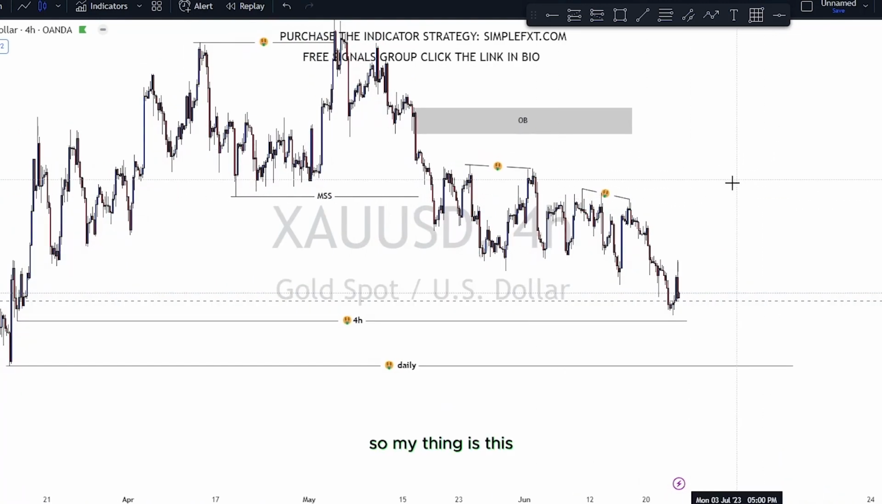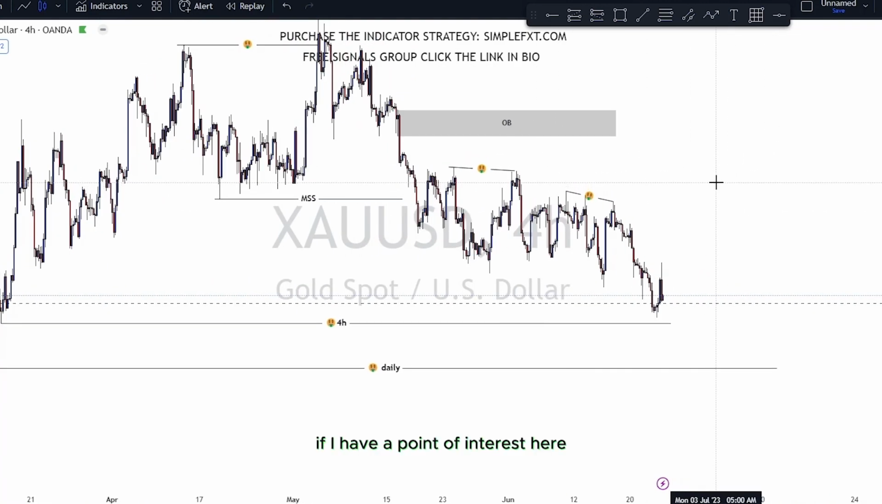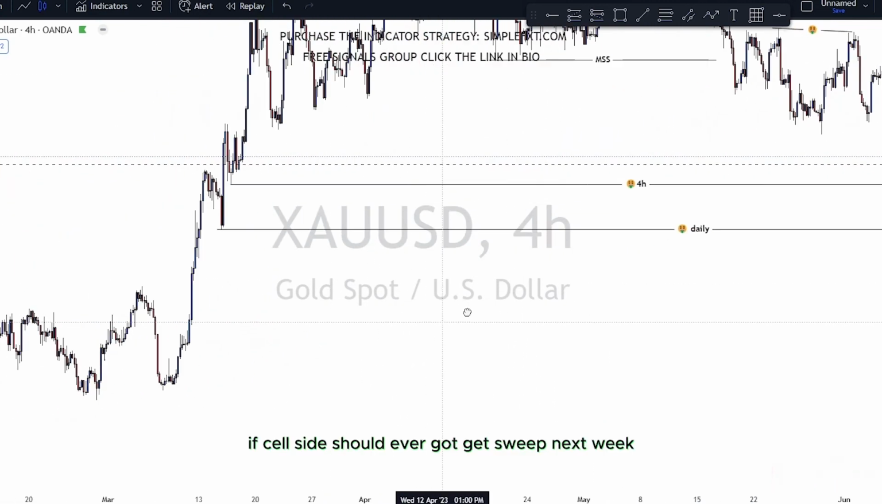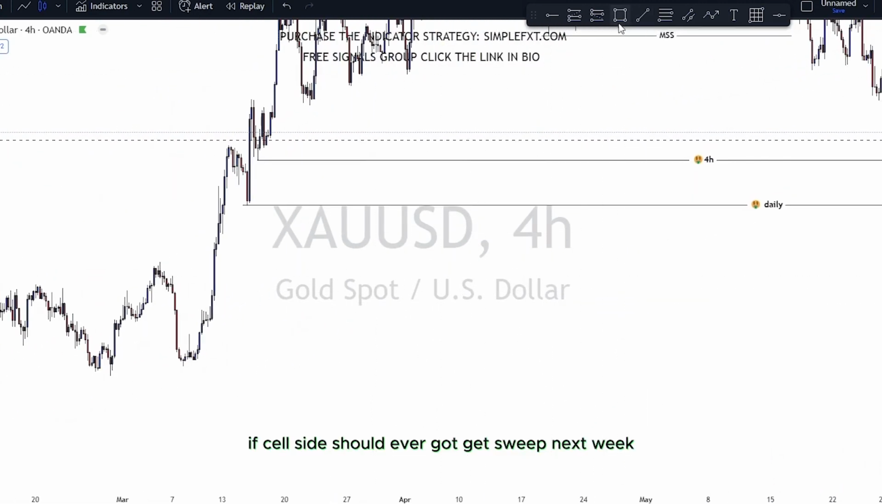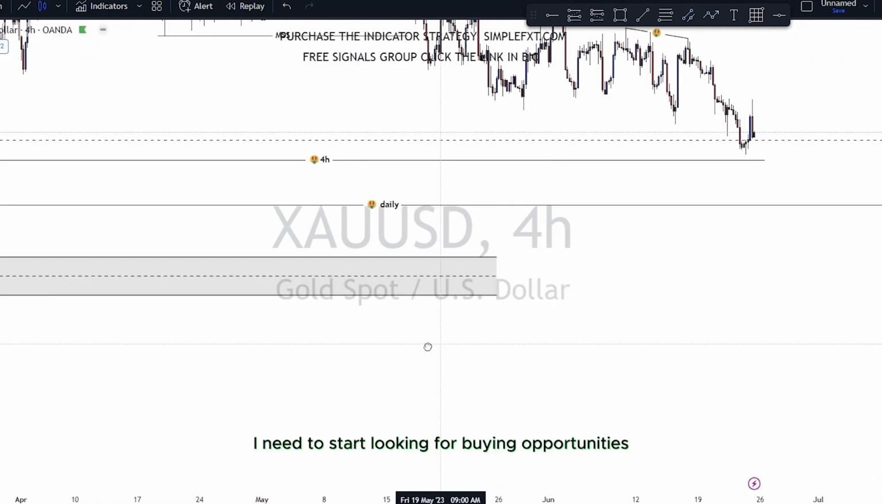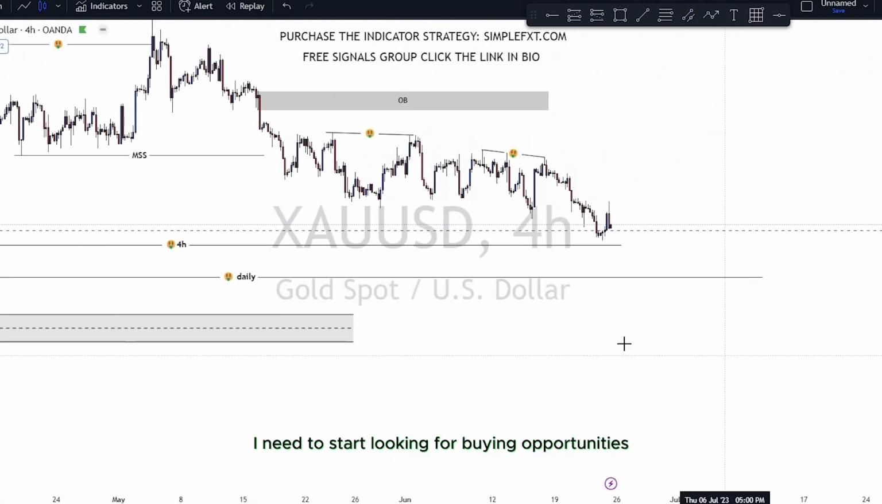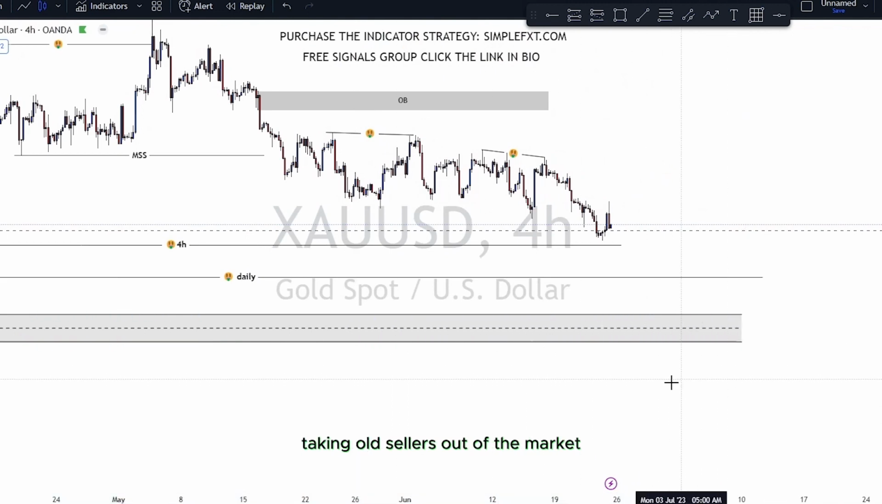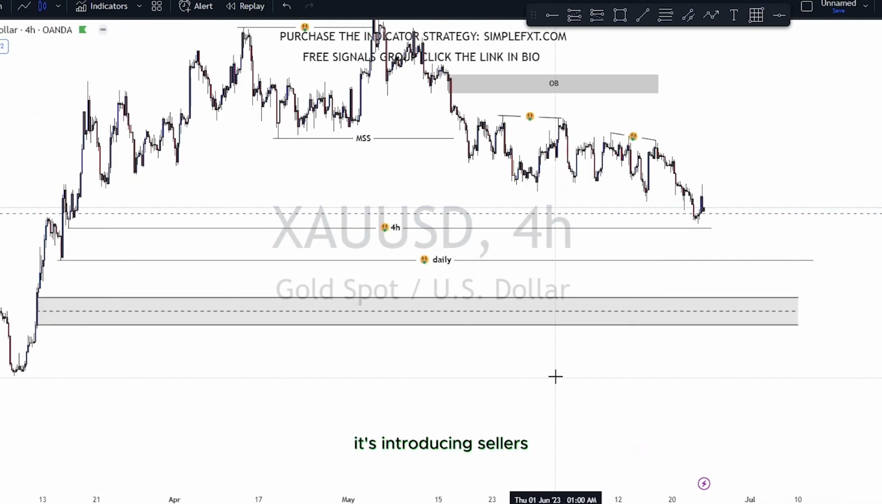So my thing is this: if I have a point of interest here, I need to have one for sell side. If sell side should ever get swept next week, I should have a point of interest where I know that, okay, once price gets here, I need to start looking for buying opportunities, all right, because it already started taking sellers out of the market. Or should I say it's introducing sellers, that way it can take them out of the market.